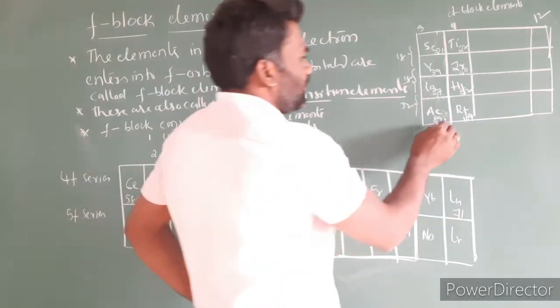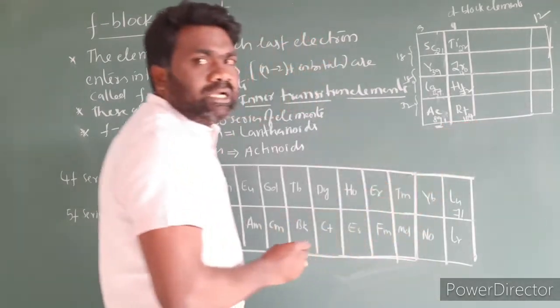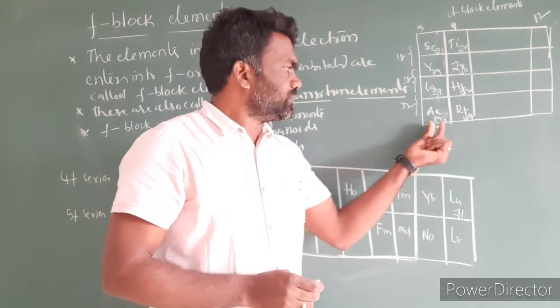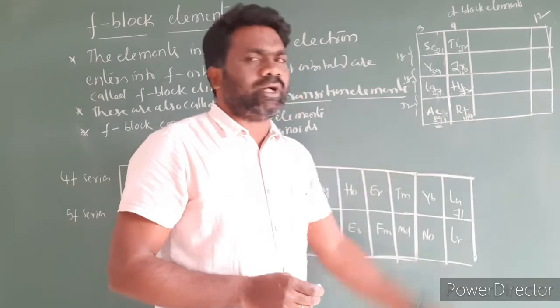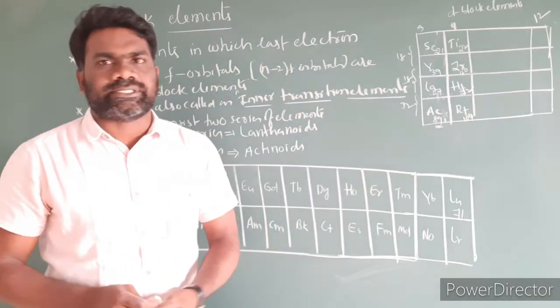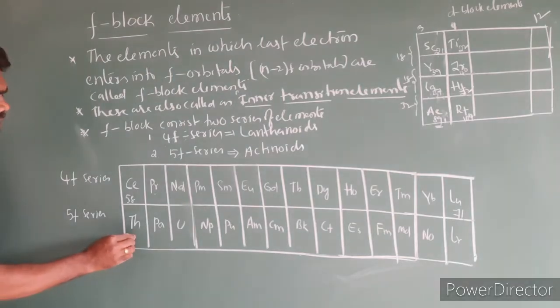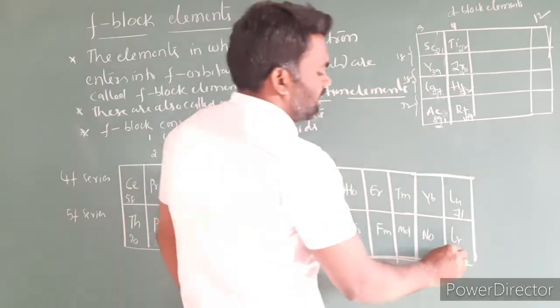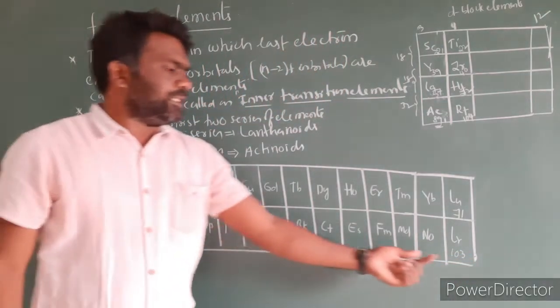Next, the atomic number of actinium is 89 and rutherfordium is 104. Between 89 and 104 some elements are missed, 14 elements are missed. After 89 we read 90, 91, 92 and so on up to 104. Those 14 elements begin with thorium, whose atomic number is 90, and end with lawrencium, atomic number 103. So from 90 to 103, these are 14 elements.